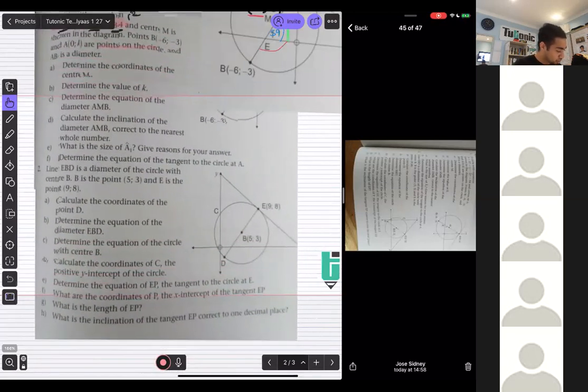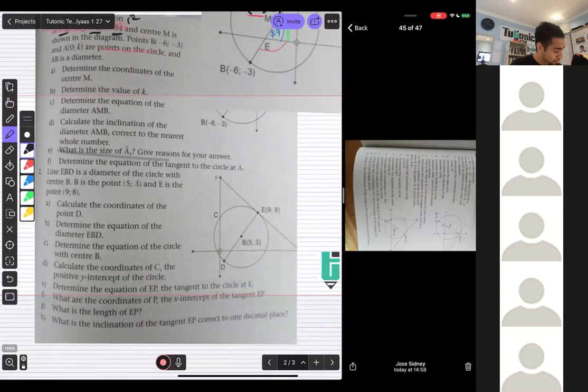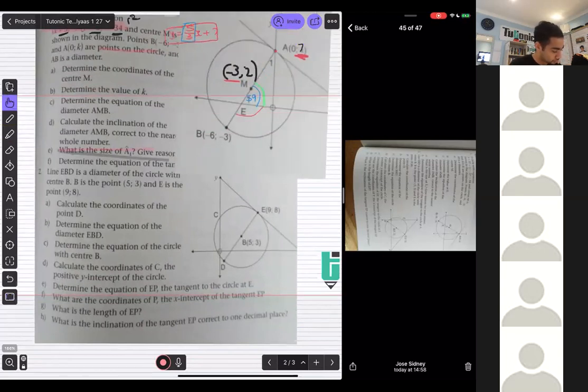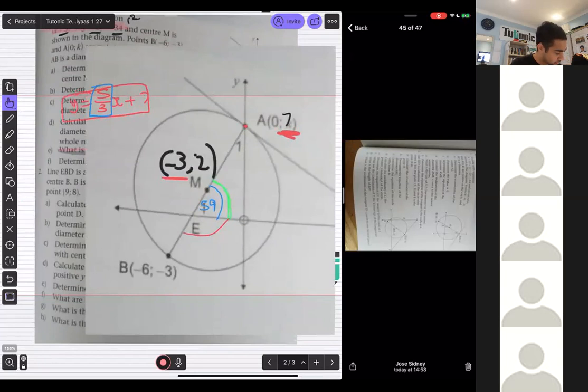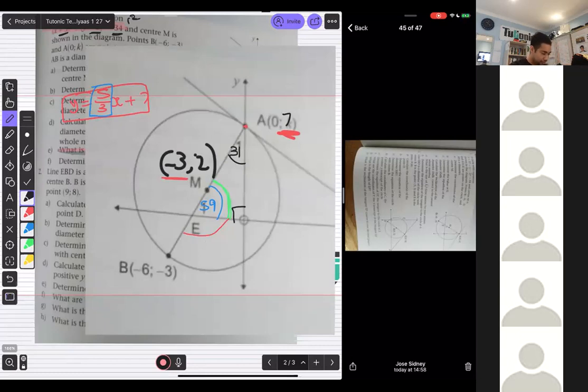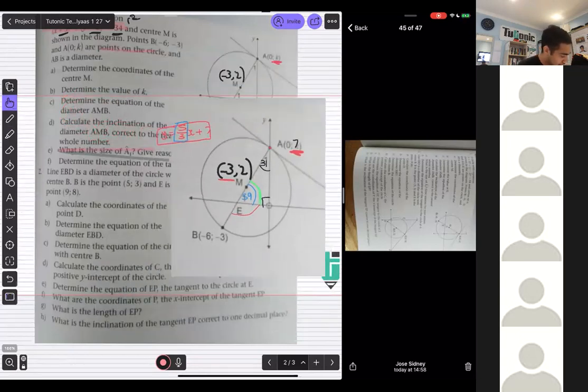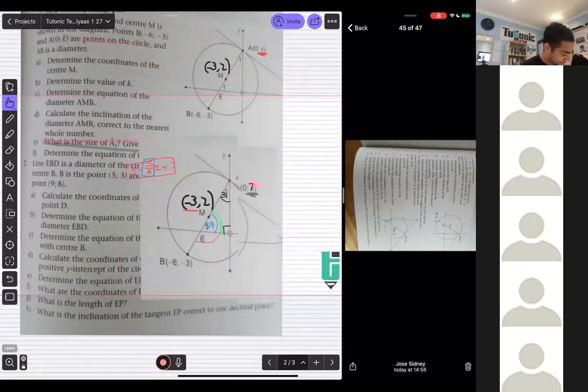Okay. What is the size of A1? Where's A1? A1 is here. What could we do here? Angles in a triangle. So what's this angle? 90. So it would be 180 minus that. 31, right? Because this is 59. And then the equation of the tangent.